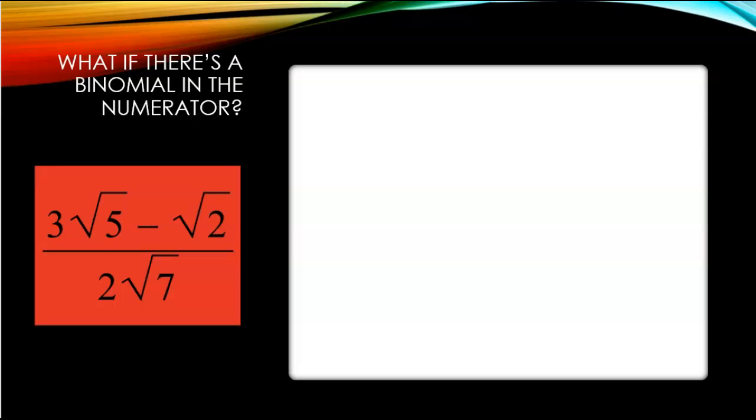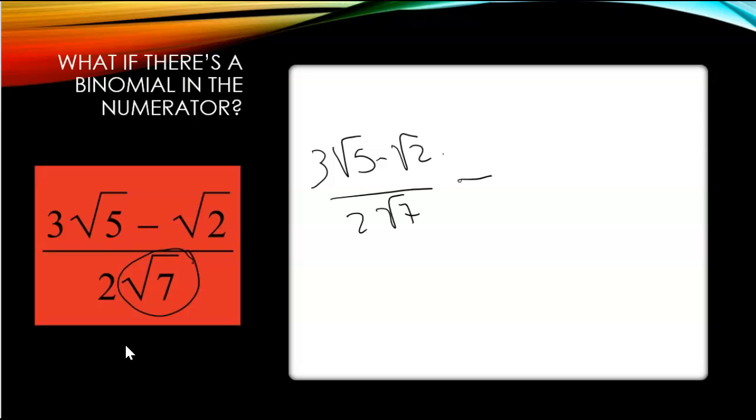But what happens if there's a binomial in the numerator? Since it's just the radical we're trying to get rid of, and this is a multiplication problem, can we just go 3 radical 5 minus radical 2 over 2 radical 7? Can we just multiply the top and the bottom by radical 7? Because that's the only thing we have to get rid of, right?